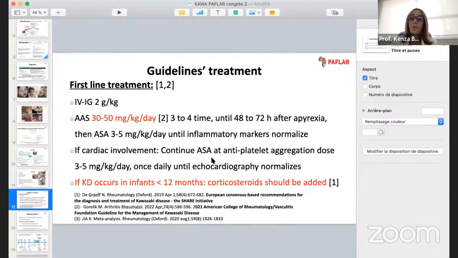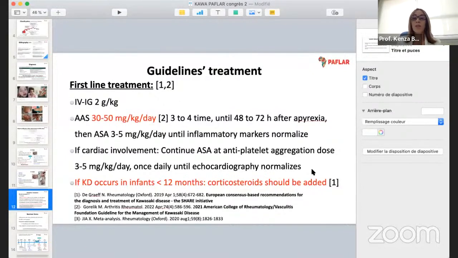Cette dose va être maintenue jusqu'à, bien sûr, obtention de l'apyrexie, et ensuite on va passer à une dose antiagrégante plaquettaire de 3 à 5 mg/kg par jour, qui va être maintenue jusqu'à normalisation des marqueurs inflammatoires. En cas d'atteinte cardiaque, cette dose va être maintenue jusqu'à un retour des images échocardiographiques à la normale.